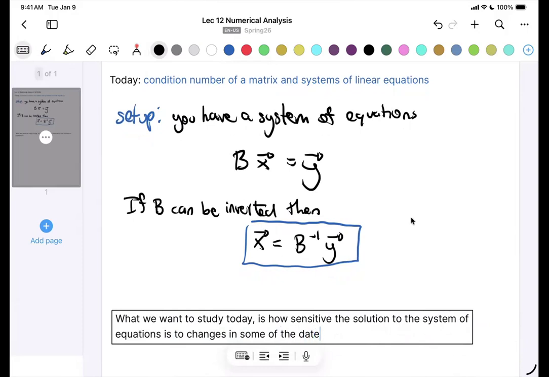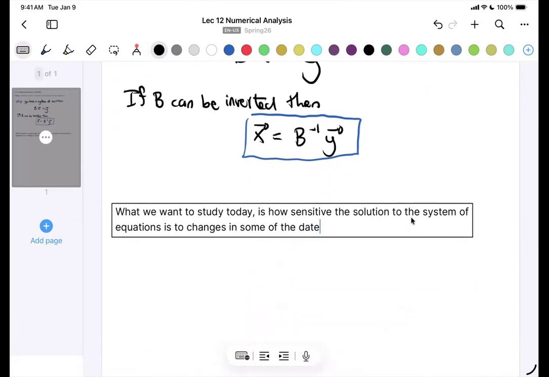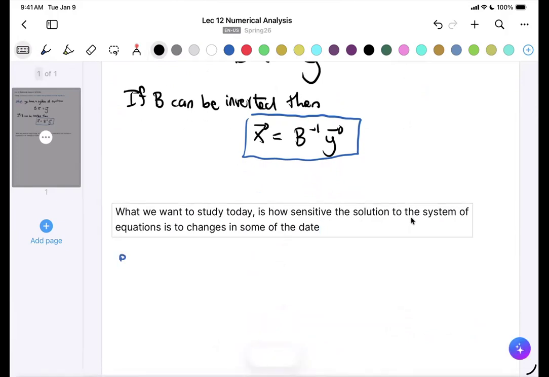And again, to be a bit more concrete, before I get into some definitions, imagine that the system of equations had been the following.